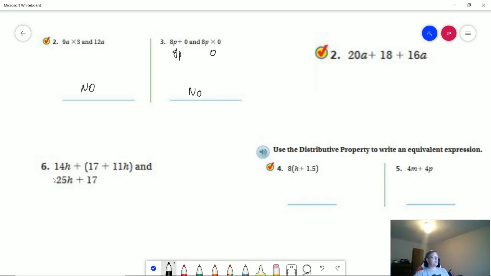For number 6, what we can do is use some of our addition properties. We could use the associative property after we use the commutative property to move this over here, and then move this over here. We could end up with 14h plus 11h, and we could group that together. That would give us our 25h. We have 17 left over. So this would be a yes for having equivalent expressions here.